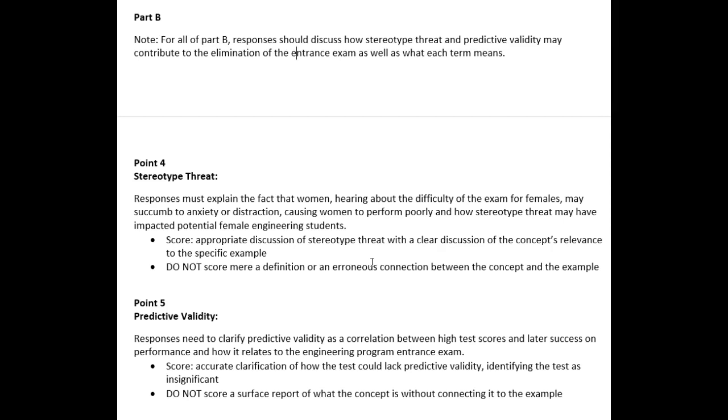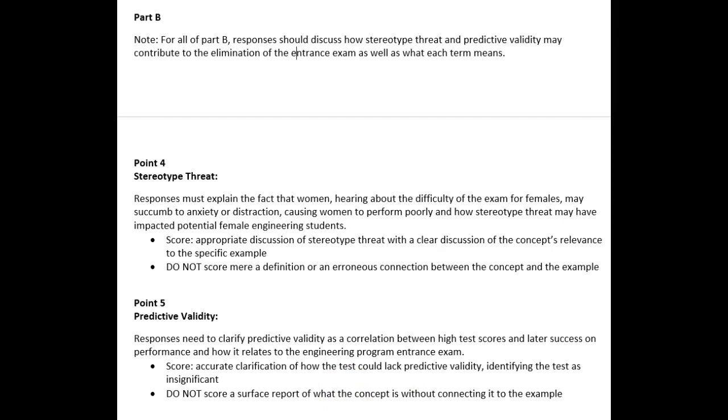For point 5, the last point for Part B, the concept is predictive validity. Students receiving a score point will accurately clarify or discuss how the test, the entrance exam, might lack predictive validity, and as a result, the test itself is an insignificant or inaccurate measure of success. And then those not receiving a score point would probably just give a surface report of what predictive validity relates to without connecting it to the example or discussing it at all.